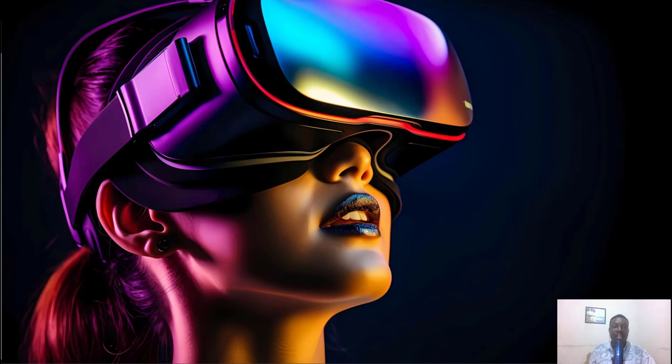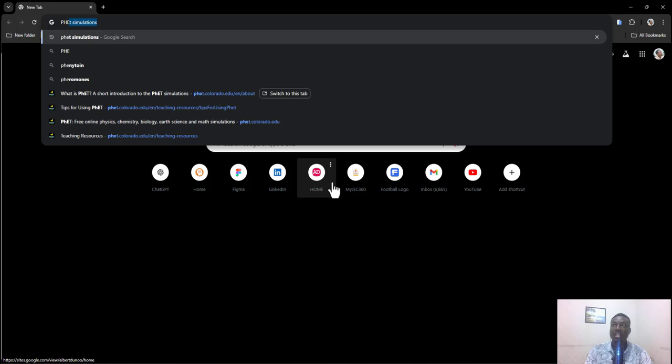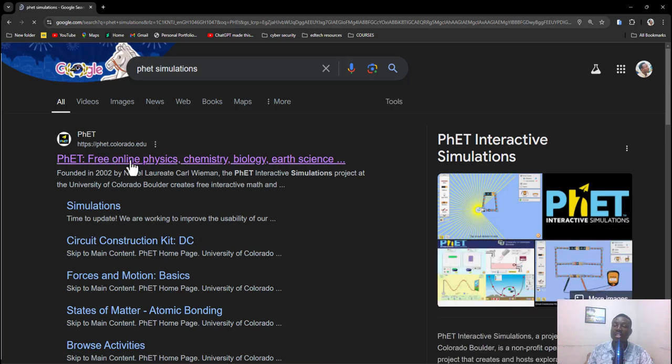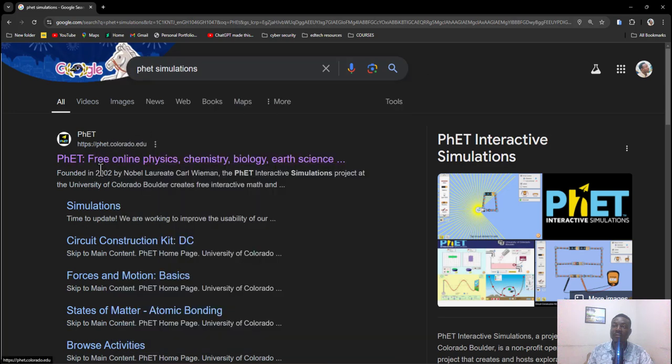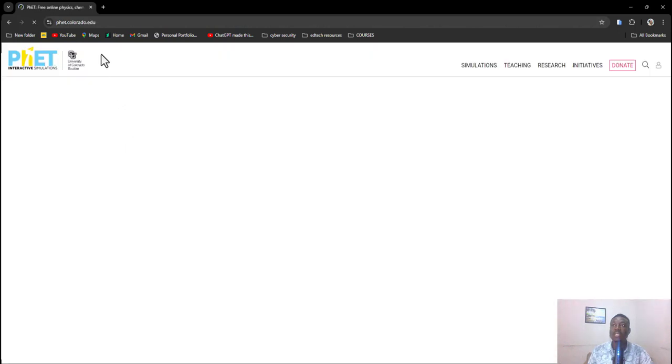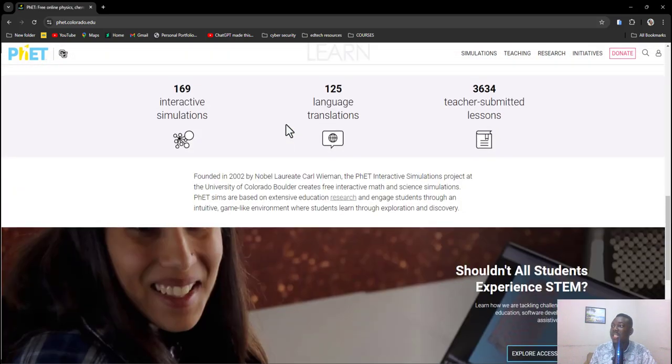and engaging. So to begin, I'll open my browser, and in our browser we'll search for PhET Sims, PhET Simulations. Once you search for PhET Simulations, I think this is the first result here. PhET, capital P, small h, then capital ET. So I'll click on PhET Sims, and this is the website of PhET Simulations.